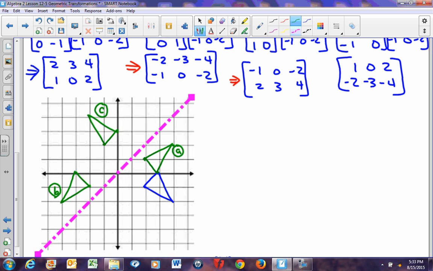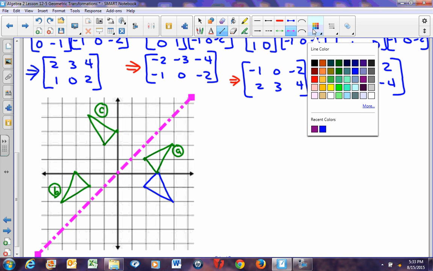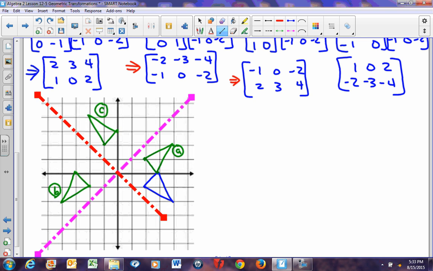And last but not least, we're going to do it over the y equals negative x line. The y equals x line is this one, and y equals negative x is this one because the slope is negative. So here we have 1, negative 2, 0, negative 3, and 2, negative 4. So it's across this line.